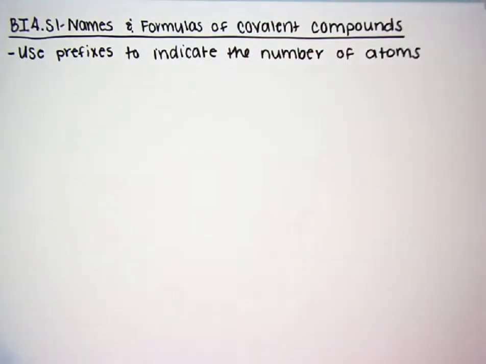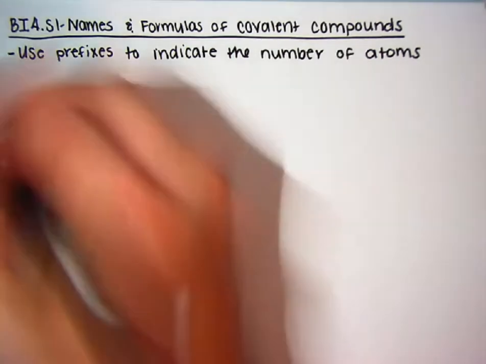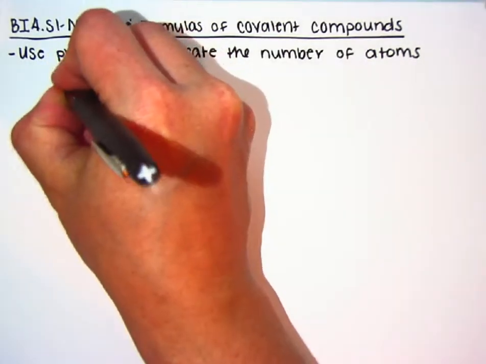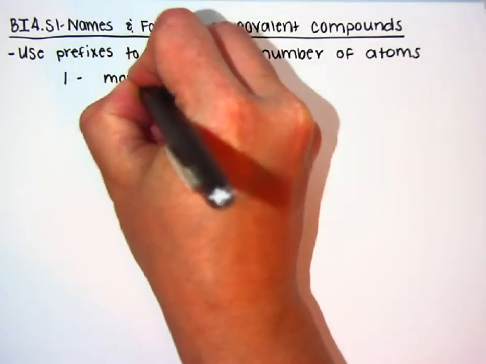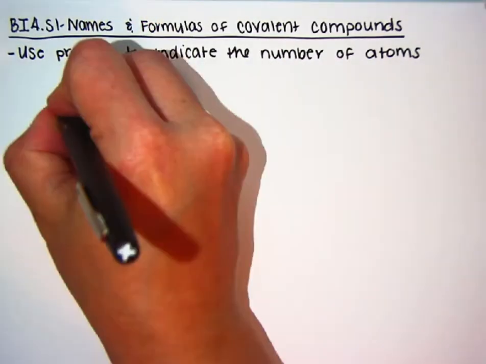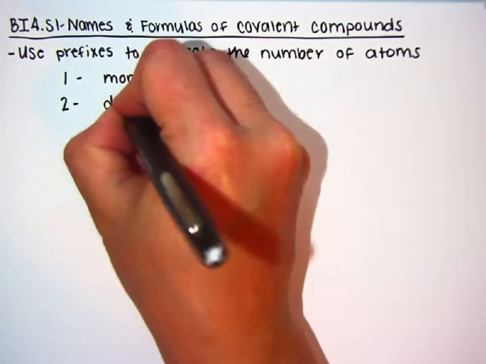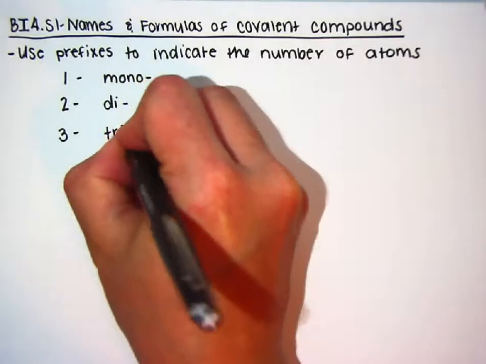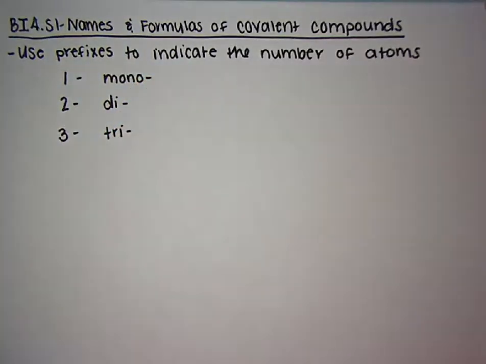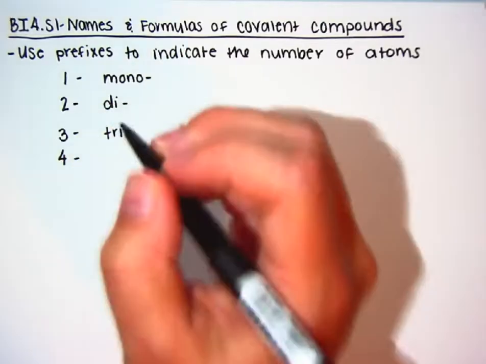There is a list of these prefixes in your chemistry resource packet, but we'll go through them so you have them in your notes as well. If there was only one of an atom, we are going to use the prefix mono. If there are two of them, we use the prefix di. 3, we would use tri. A lot of these you should be familiar with, like a tricycle or a triangle. Tri means 3.